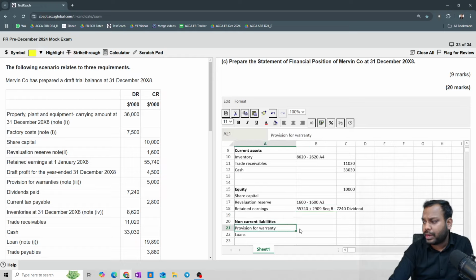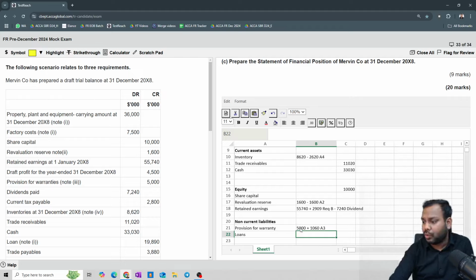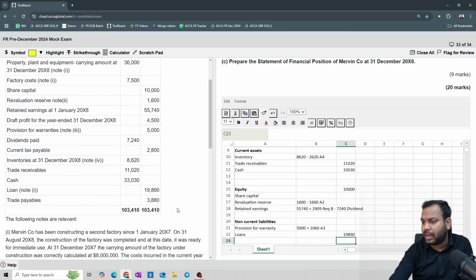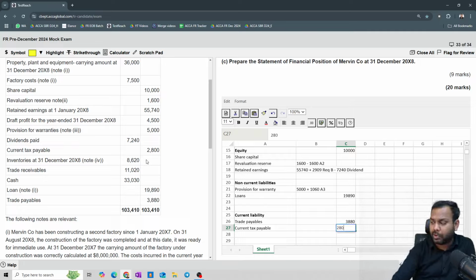Now provision for warranty. So this figure is how much? 5000. So plus 1060, A3, adjustment number 3. Loans is how much? 19890. Is there any adjustment for loan? No adjustment. So it will be 19890. Okay, now trade payable is how much? 3880. Any adjustment? No. Current tax payable is 2800.